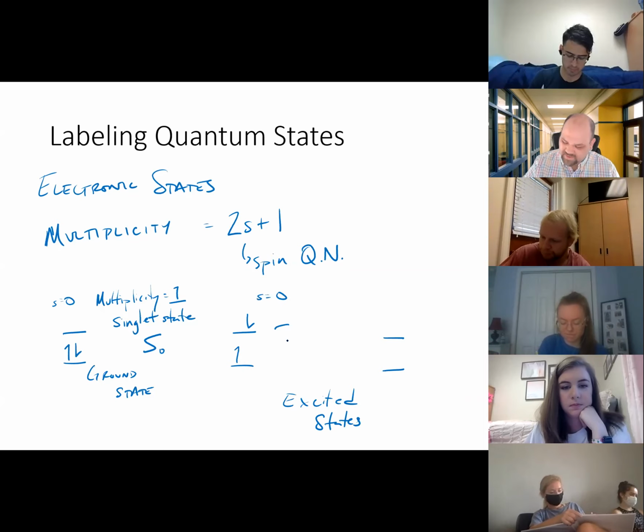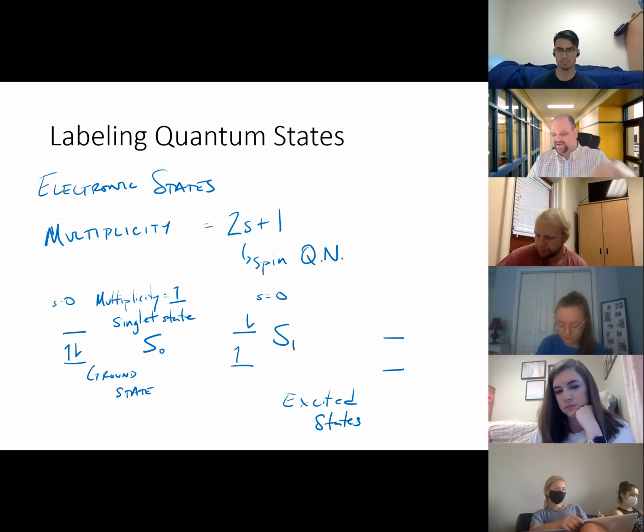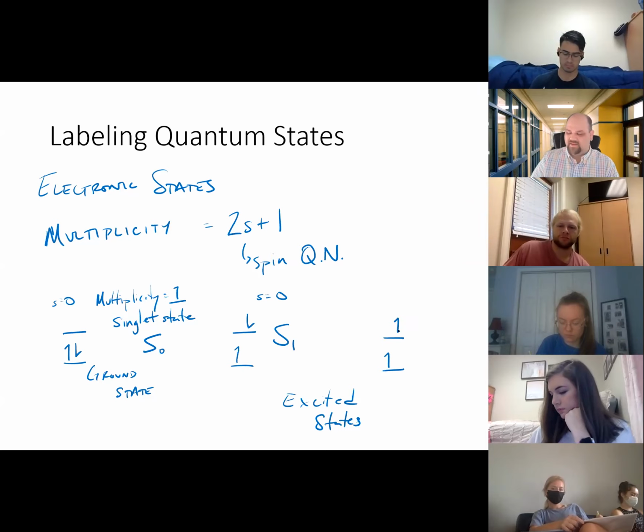We label this one S1 because that is the next lowest energy singlet state, right? It's just going up to the next energy level. If I had drawn several more energy levels above it, we could talk about S2 and S3, etc. The last option is where not only do I gain energy, but I also do a spin flip.